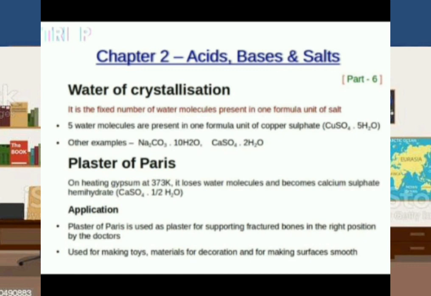So, our chapter is completed with this. In this class, we discussed salts, the different types of salts and the pH of salts, and we also discussed different materials that are made from salts.